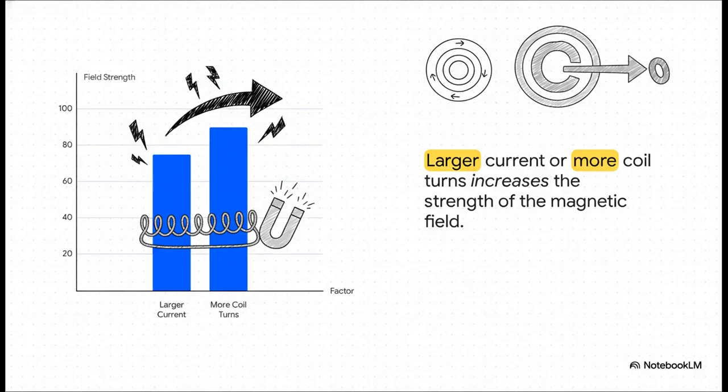Well, this chart here shows two very simple ways. First, you can just increase the current. More current, stronger magnetic field. Easy. The second way is to add more turns to the coil of wire. The more loops you have, the stronger the magnet gets. It's as simple as that.